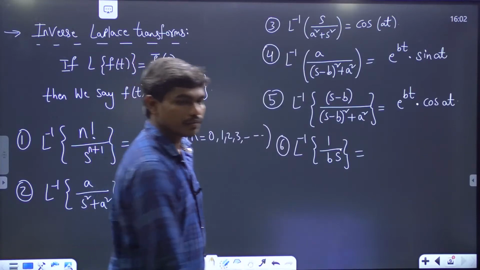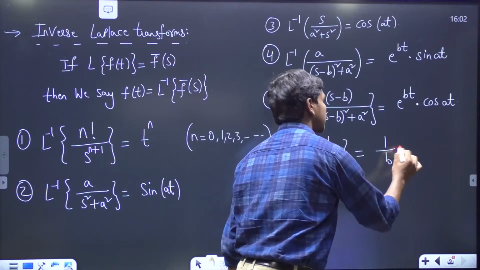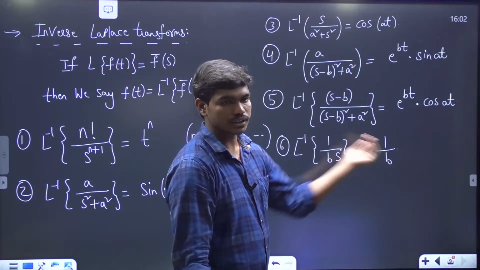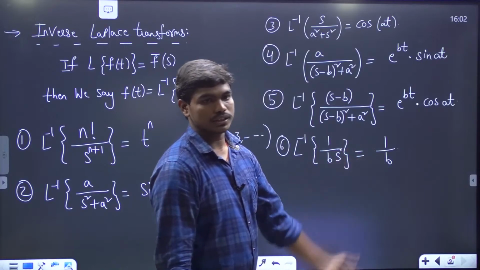1 by b. Correct? Because Laplace transform of this, 1 by b, can be written as a constant into Laplace transform of 1, which is 1 by s. So we have all these things.